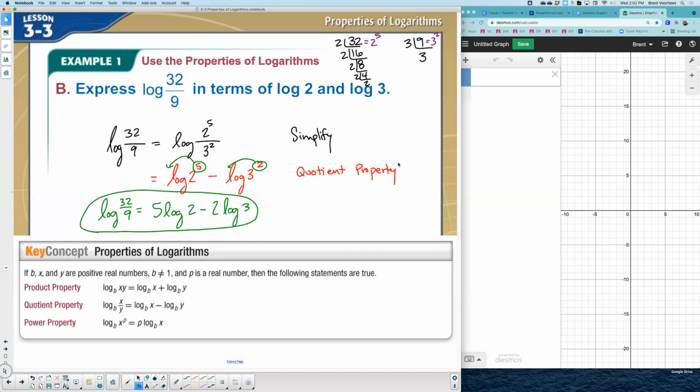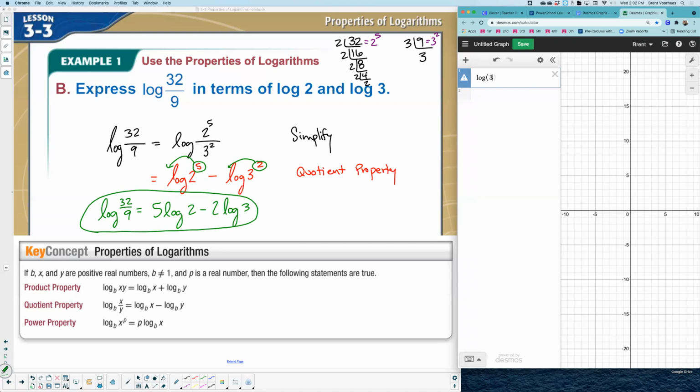And I didn't show you on the first one, but you could type these in the calculator just to find out. So log of 32, I think I need to use a parentheses here, 32 divided by 9. And you can check it out. Is that equivalent to 5 log 2 minus 2 log 3? What do you think? Are they equivalent?